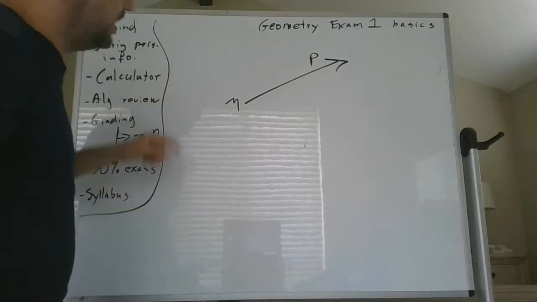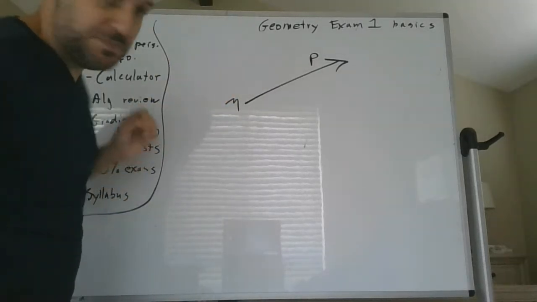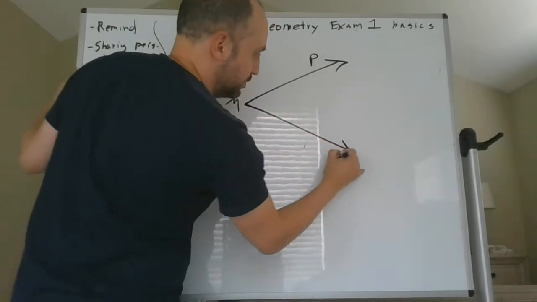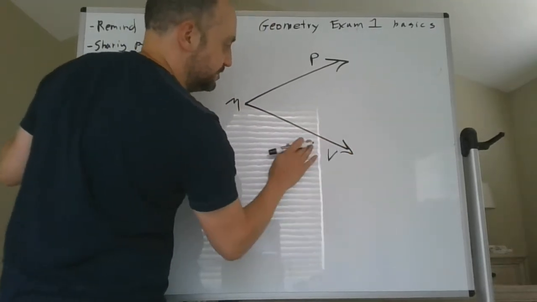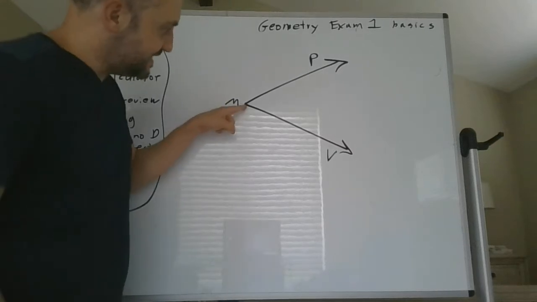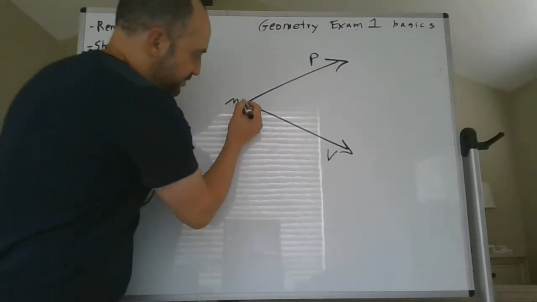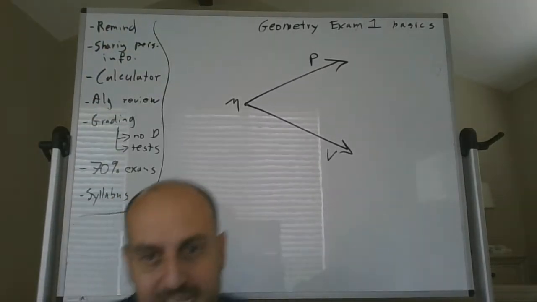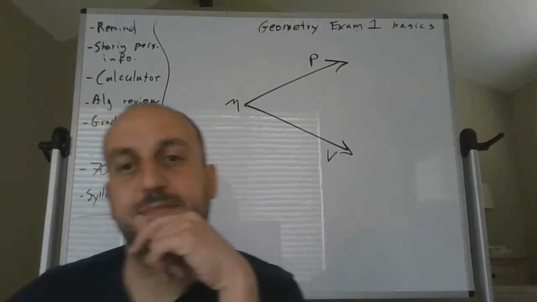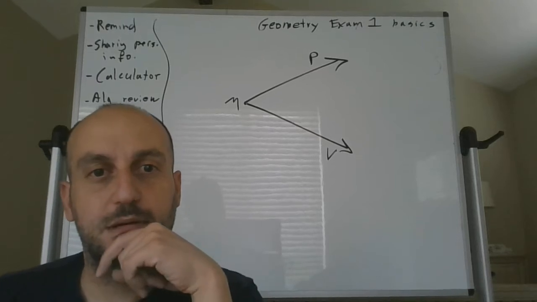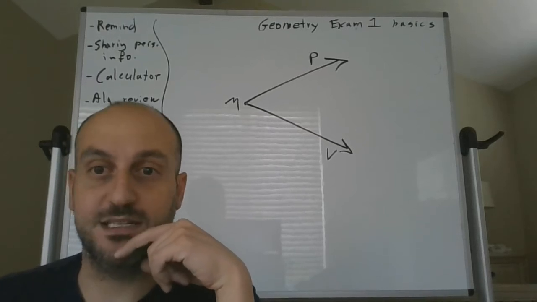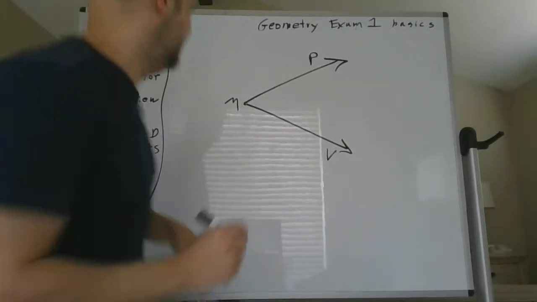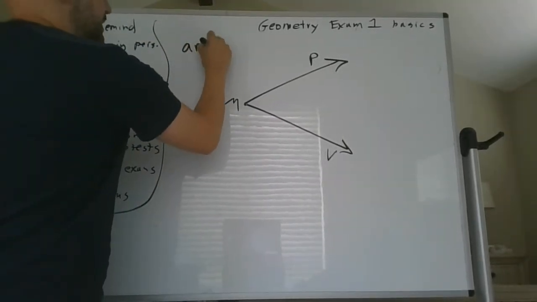I apologize. Okay, let's make this ray MP. But let's add to this ray. Let's connect another ray to it. And this ray we'll call MV. So I connected two rays at this vertex, is what we're going to call it. Okay? And they connect at point M. They intersect at point M. We just created something new. We just created what's called an angle.